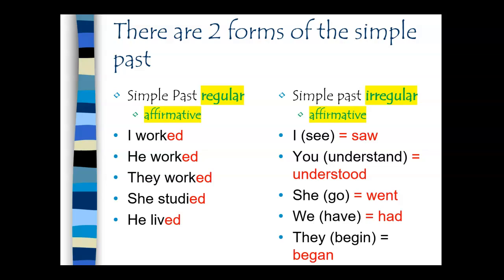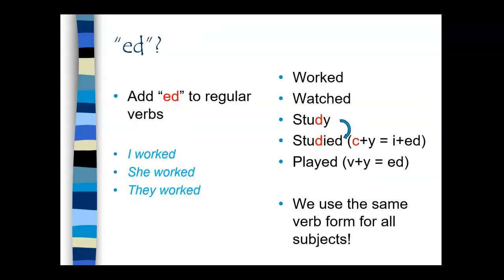So see is saw. I saw, you saw. Understand becomes understood. She went. We had. They began. So again, we add ed to regular verbs. I worked, she worked, they worked. And we use the same verb form for all subjects.